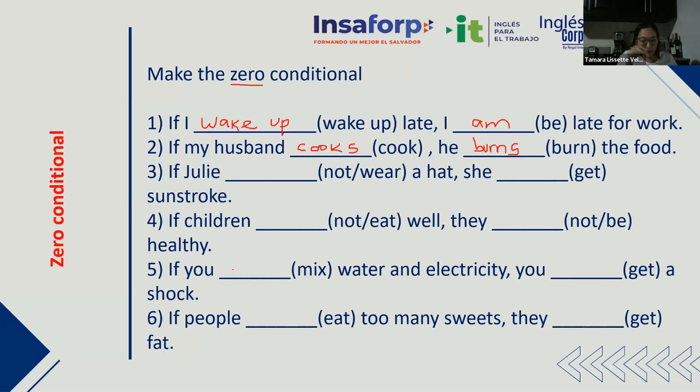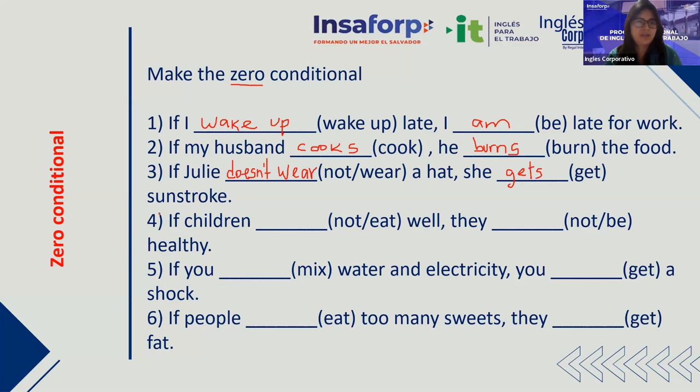Teacher, tengo una duda, pero nosotros lo hicimos así. If Julie doesn't wear a hat, she... Number three, if Julie doesn't wear a hat, she gets... He gets a sunstroke. Este es un golpe de calor. A sunstroke. Sí, correcto. Gets a sunstroke. Very good. Yes. If Julie doesn't wear a hat, she gets a sunstroke. Nice.